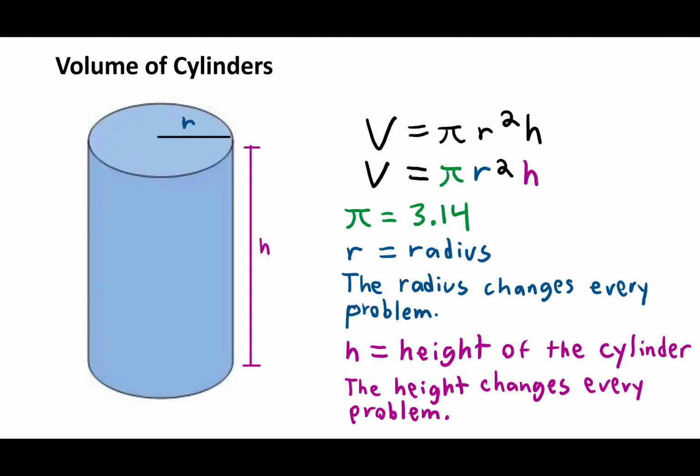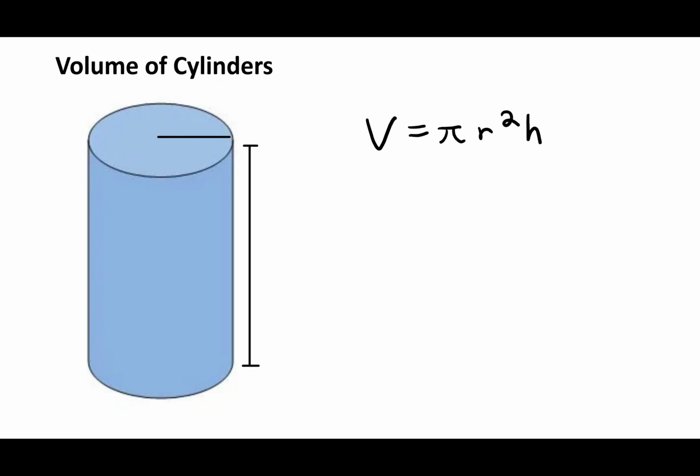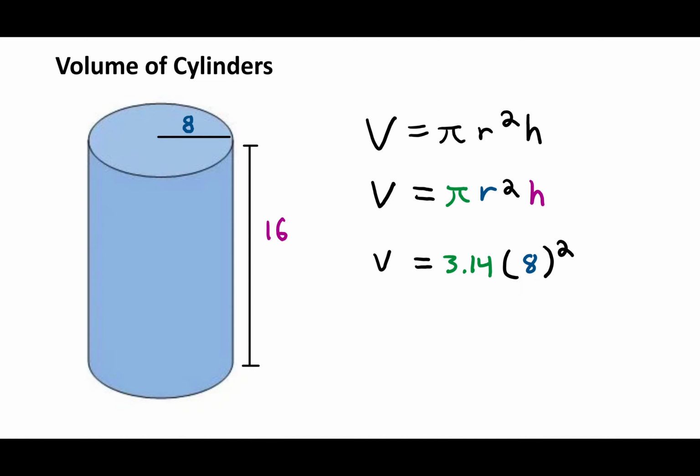Let's go ahead and try a few examples. For our first example, let's say we have a cylinder with a radius of 8 and a height of 16. Our first step is to color code the formula. Then let's plug in the values for our colored variables. We can replace pi with 3.14. Next, we can replace the r radius with 8. And finally, we can replace our h height with 16.